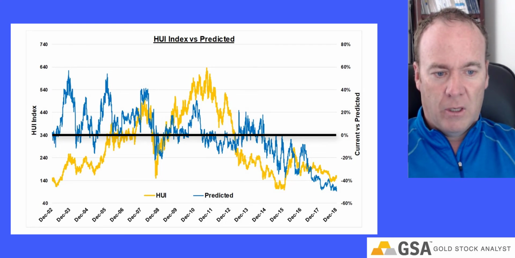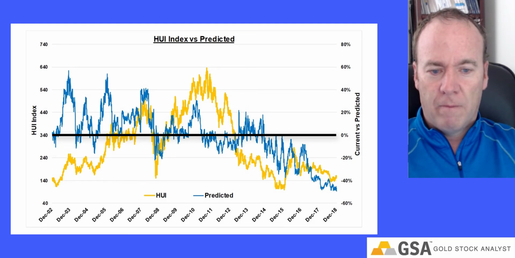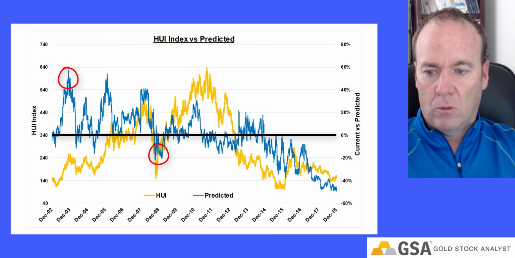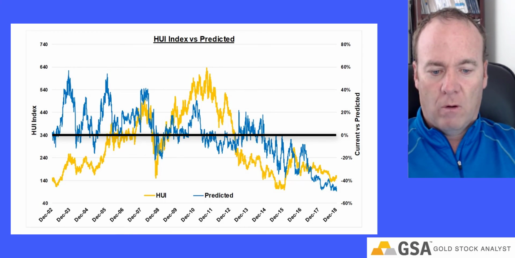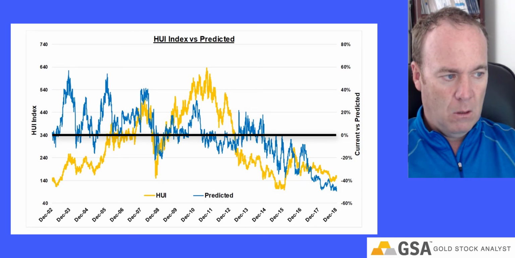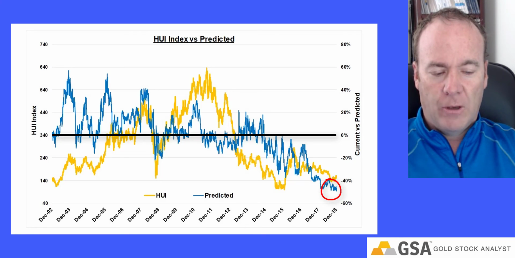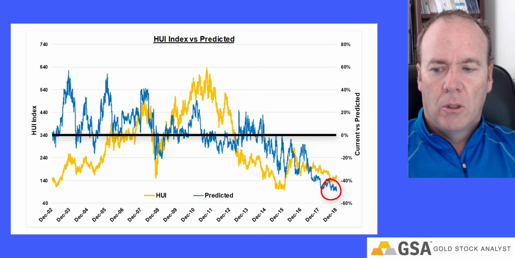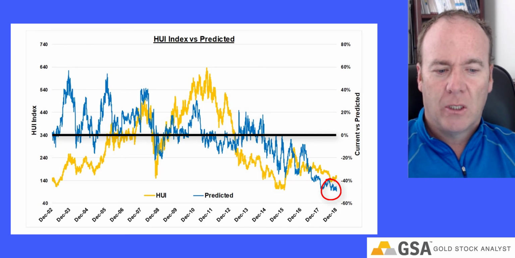As you can see, the current versus predicted went from fair value to 40% overvalued, to 20% undervalued. It kept on rotating around this 0% fair value, which is what is normal. However, since 2014, this ratio began to fall, and now the gold stocks are 49% undervalued. So bottom line, gold stocks are selling at a 55% discount versus their operating cash flow margin, which means that in order to reach fair value, they basically need to double here.